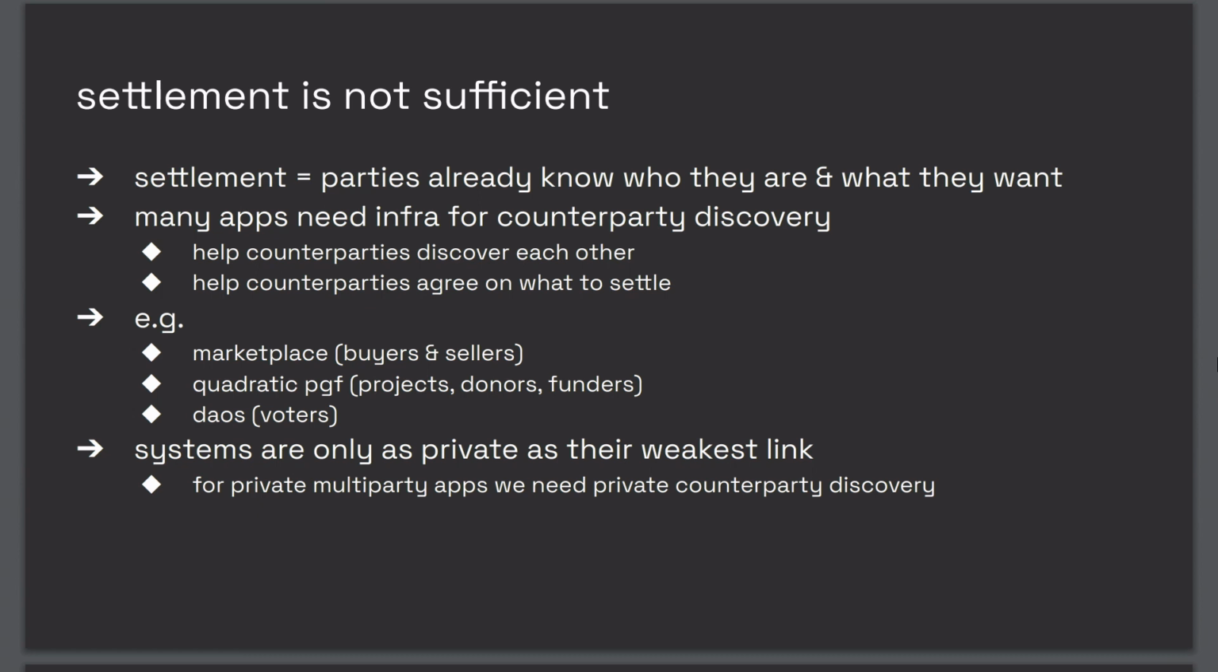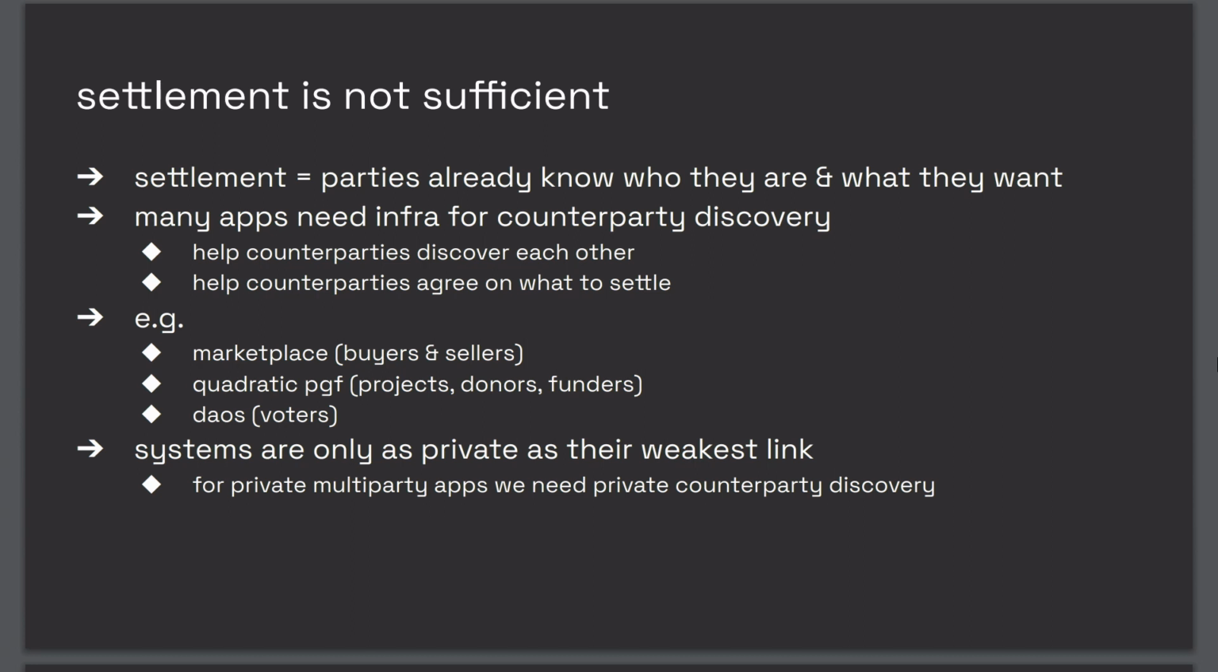But as we see, I think, so far in the evolution of decentralized applications, and if we think about it from a first principles perspective, settlement is just not sufficient. Settlement is what happens when, if you're just sending coins, you have one party. But if you're doing some kind of multi-party exchange or multi-party coordination, you have many parties involved, right? And settlement is what happens when those parties already know who they are and what they want. So it's kind of the second step.